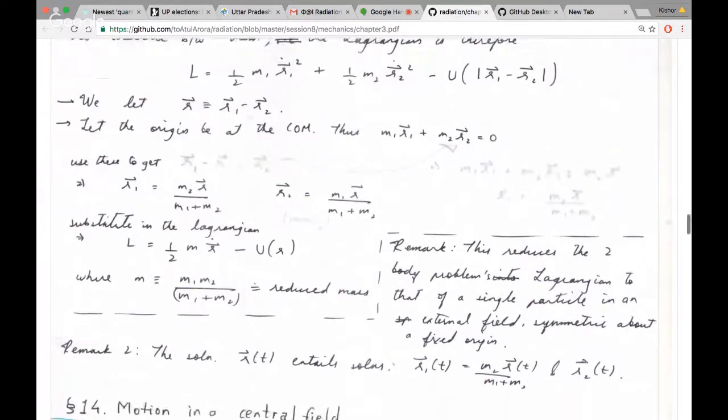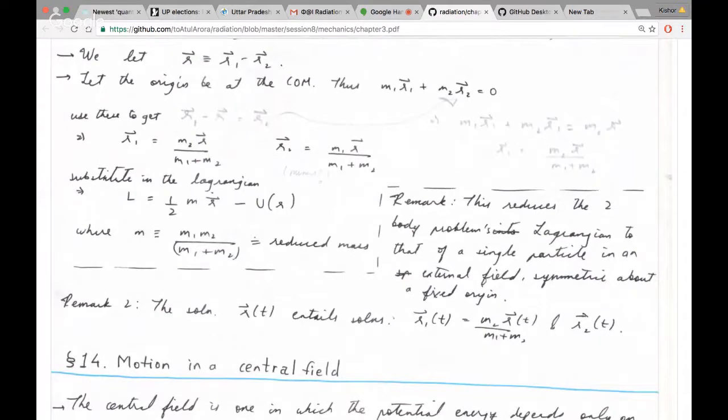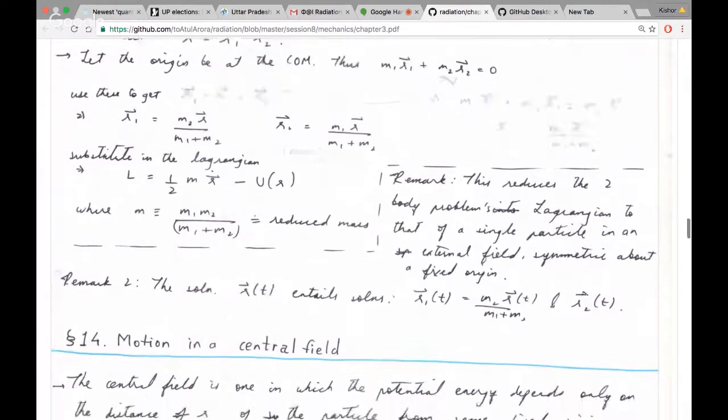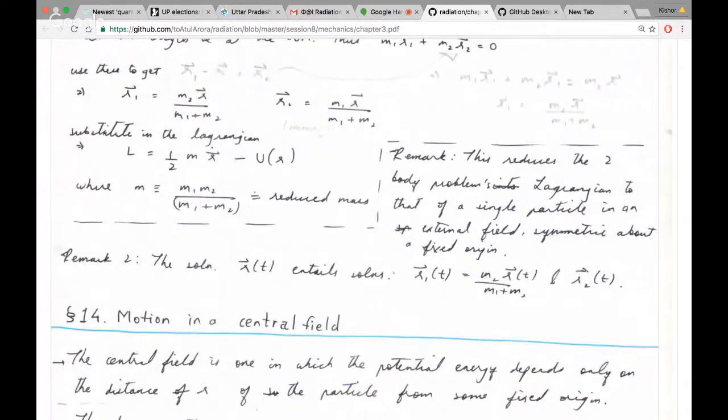We have another remark. The solution r of t entails the solutions r1 of t equal to m2 r of t by m1 plus m2, and r2 of t. So what does this mean? Once you know r of t, then you can find r1 of t and r2 of t, right? Yes. Okay.